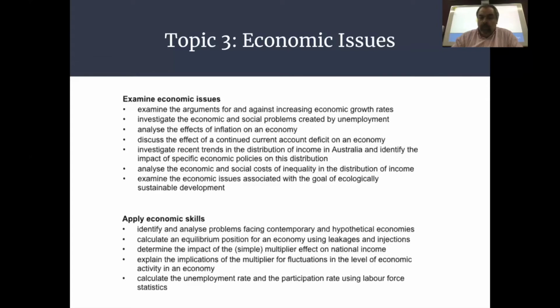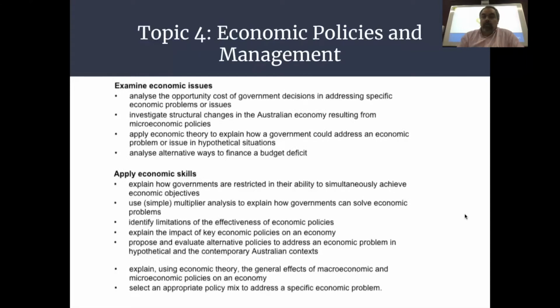We've got some mathematical calculations there around equilibrium, leakages and injections, and the simple multiplier. And then the unemployment rate, etc. Okay, so we'll look at that a little bit later, of how we're dealing with the mathematical side of the economics, having a formula sheet and knowing those formulas and being able to use those to answer questions. We move on to topic 4.